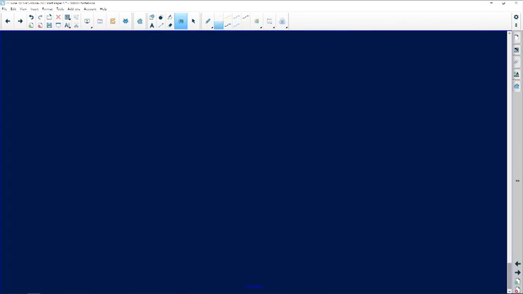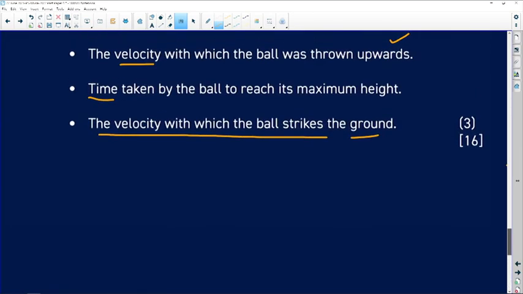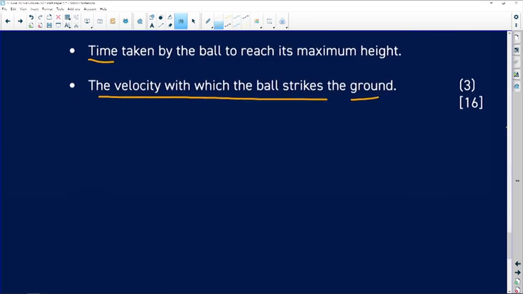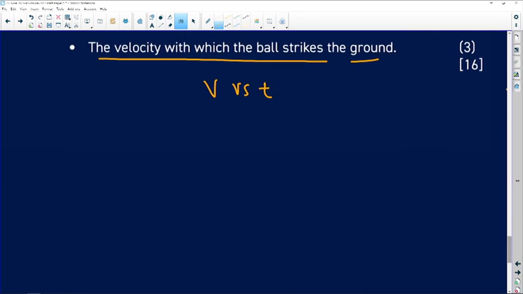All right, so now what we need to do is draw the velocity versus time graph. The first thing that you must do, you must have a title. What is our title? Velocity versus time. And therefore, what must be on the x-axis and what must be on the y-axis? Our time should be on the x-axis, and then the velocity must be on the y-axis.